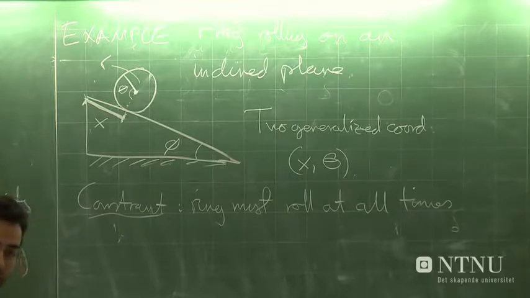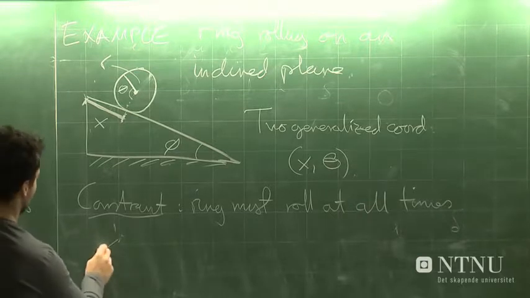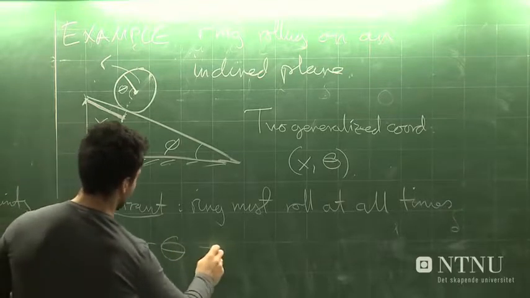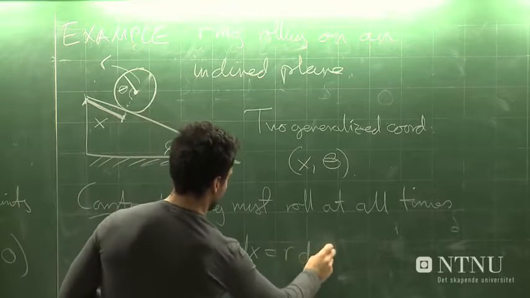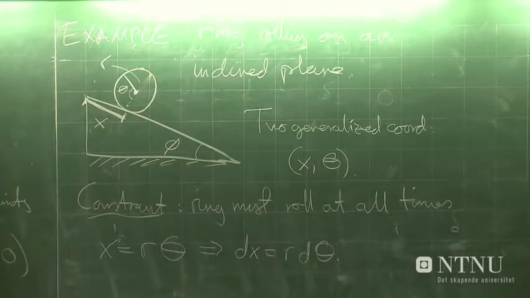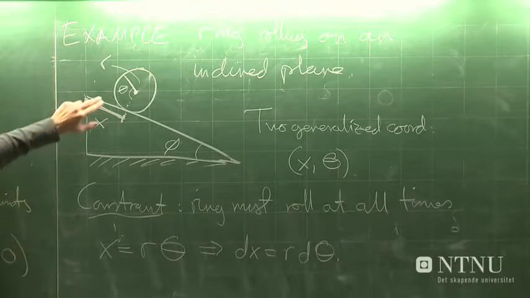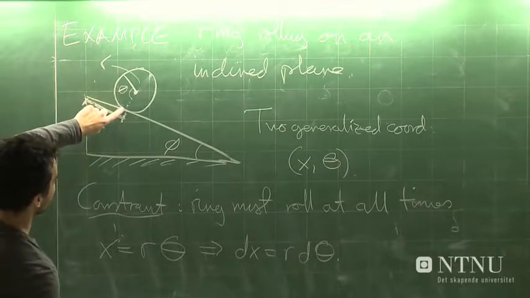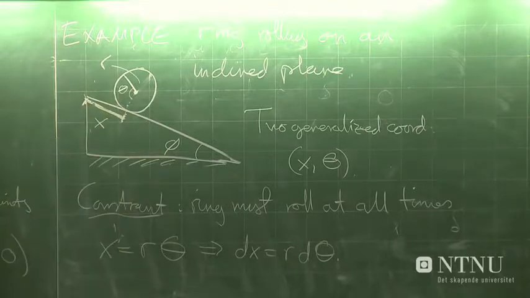Does anyone have a suggestion for how we can write down the constraint of a ring which is always rolling? Yes. x equals r theta, or in differential form we can write dx equals r d theta. And how do you reason to arrive at this expression? Using what I know of mathematics and the distance on the outside of the ring. So you're basically saying that the distance on the outside of the ring always has to match the distance traveled on the plane. This is what this expression says. Very good.